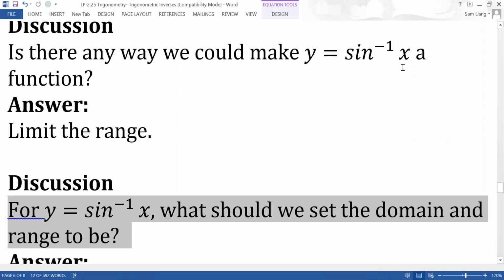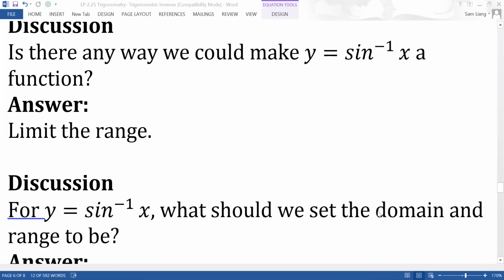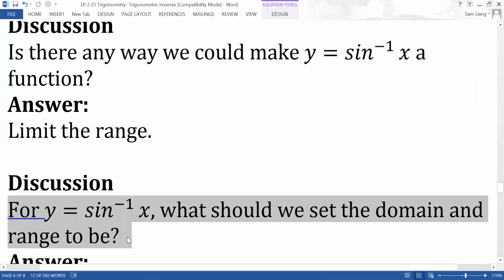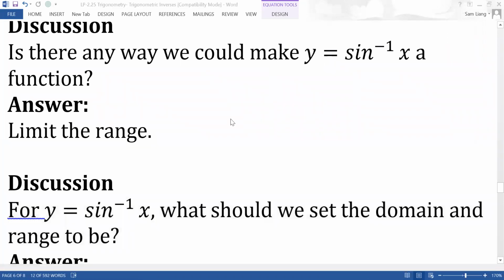Because we're talking about the inverse function of sine here, the domain of the inverse function of sine would be the range of sine. I'll say that again. The domain of the inverse function of sine would be the range of the sine function. So think about the range of the sine function. What are the possible y values for sine? That's going to be the domain. And then for the range, we're going to limit the range. So think about which quadrants would give us both negative and positive values for sine.